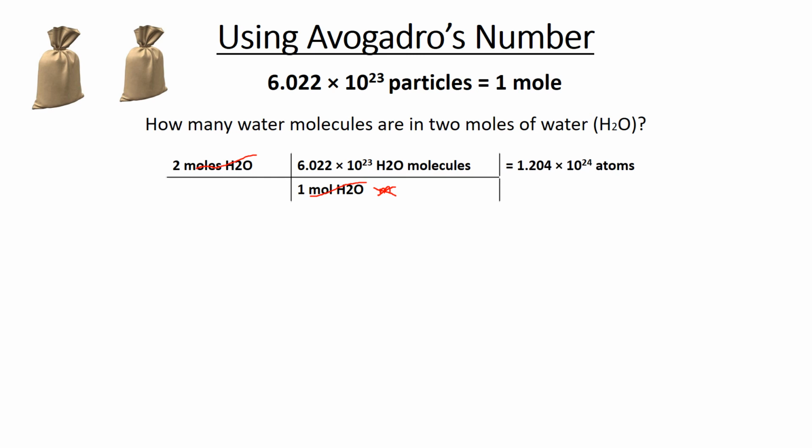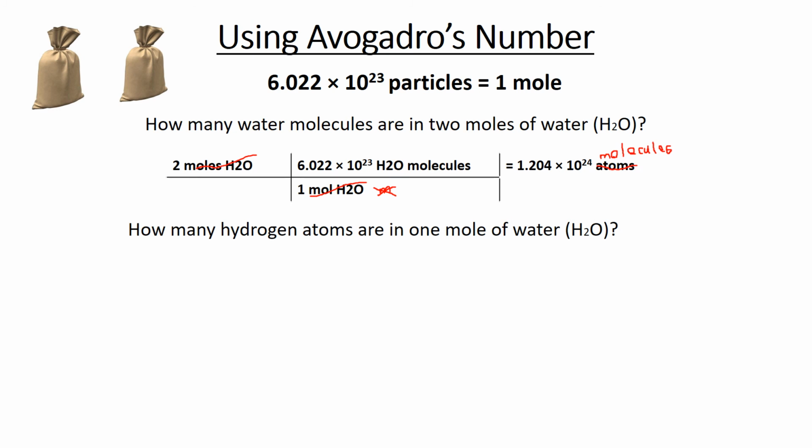And then I have 1.204 times 10 to the 24th, and I made a typo there. Don't ever make this typo yourself. Molecules. And again, if you want to say molecules, you have to spell out molecules, because if you abbreviate molecules as MOL, then you're saying you have moles. So you have to write molecule out. So 1.204 times 10 to the 24th. That's 2 times 6.022 times 10 to the 23rd.